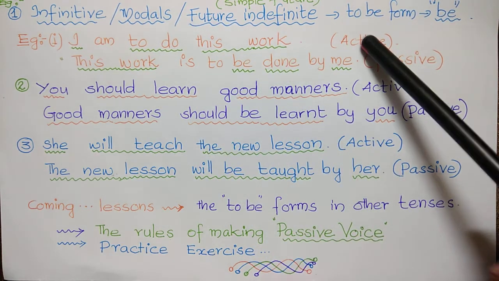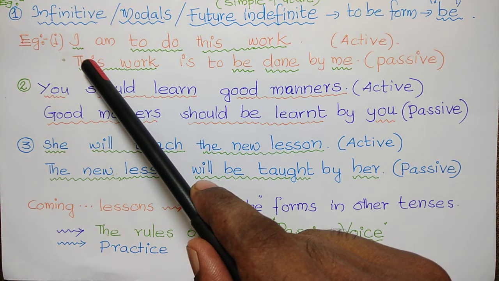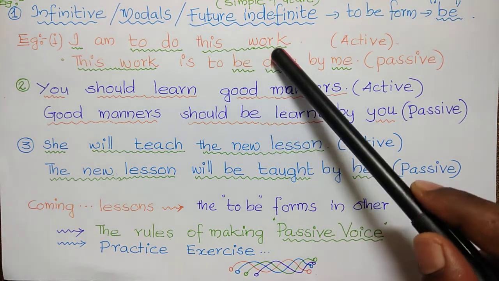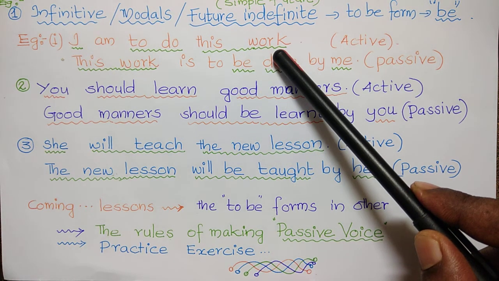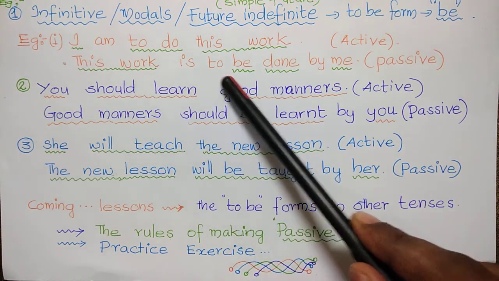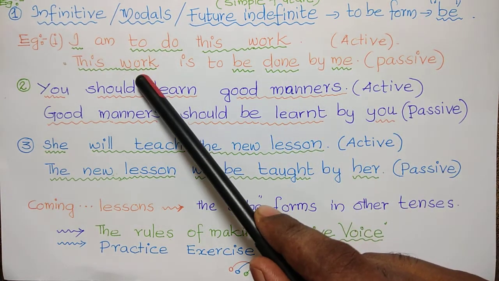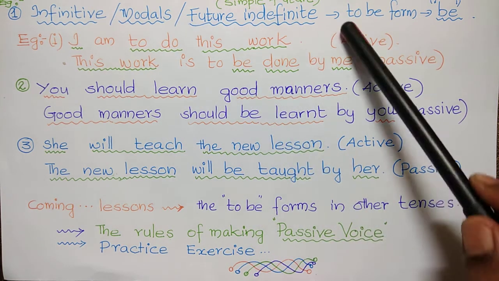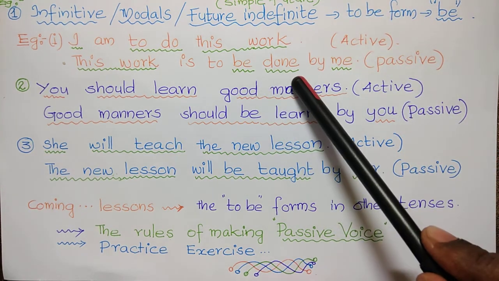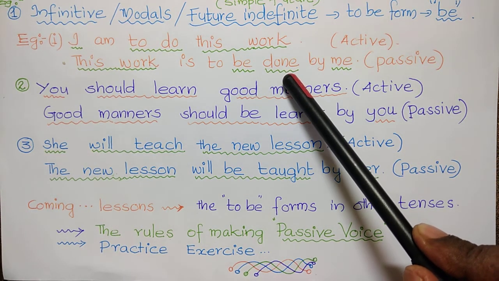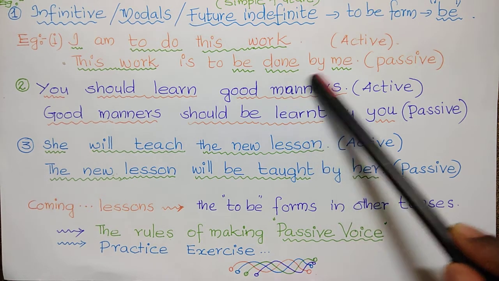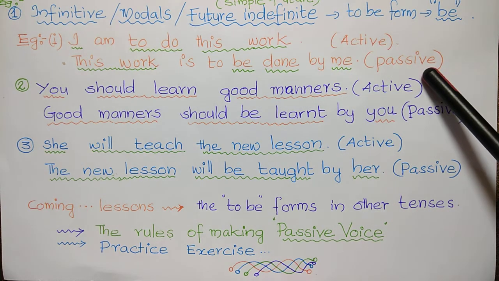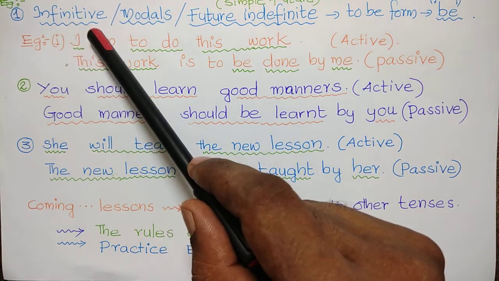This is an active form because I is the subject and there is a transition of the action to the object, this work. This work is the object. Let us convert. This work is to be done by me. This work is the object. Is to is the verb and be is the to be form used. Be and past participle or V3 form of do is done, by me. This work is to be done by me. This is a passive form. So that is the conversion of infinitive.